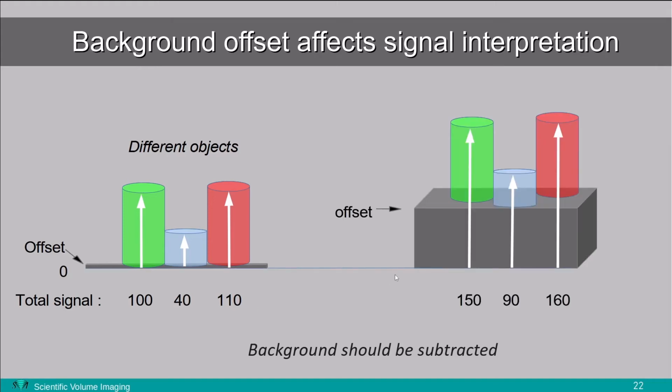If we set the offset now higher during acquisition, we measure different values, and these values have a completely different ratio if you compare that to these values. So if you do any measurements, comparisons between intensities between objects, that is masked by the offset setting here. So you should subtract the background setting, that offset setting.